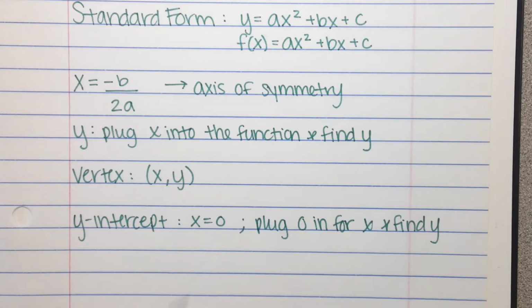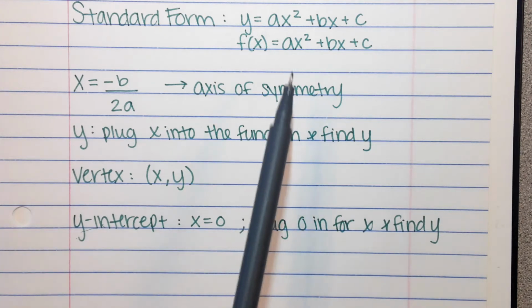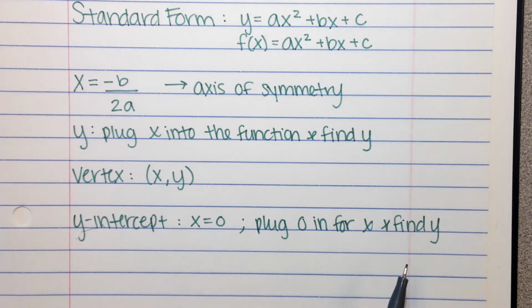Okay. We also need to know that you can find the y-intercept of the standard form very, very easily. When you're looking for the y-intercept, x equals 0. So we can plug 0 in for x and find y. And that will give us our y-intercept. And you're going to need that in today's assignment.